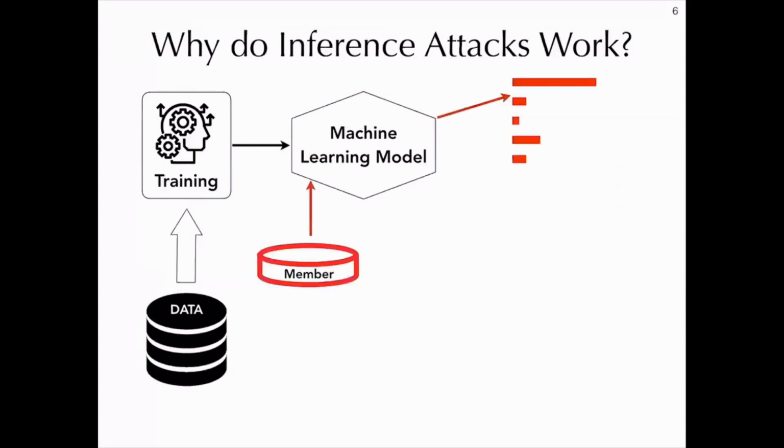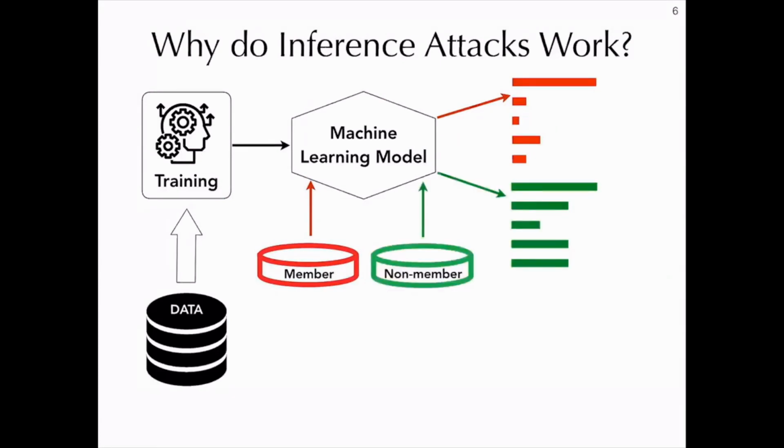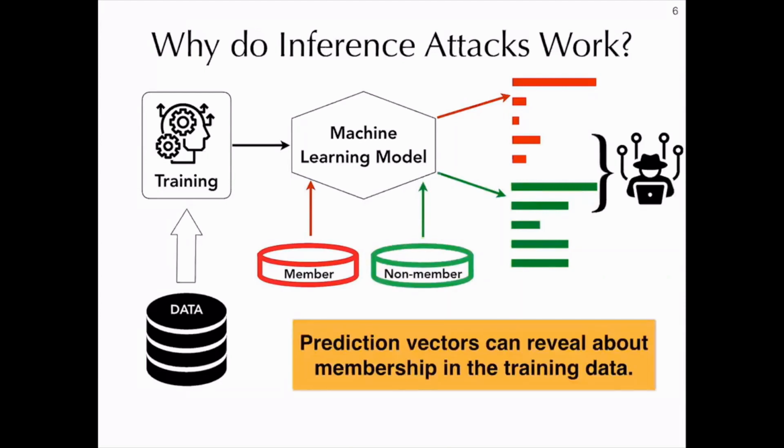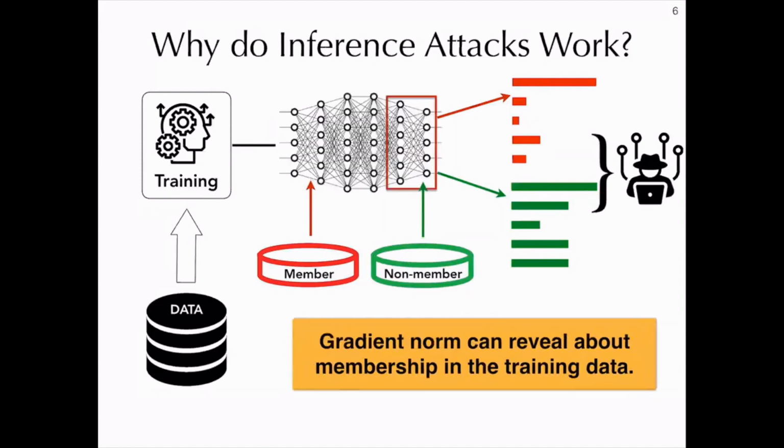Machine learning models tend to behave differently on members, that is records that are present in the training set, and non-members, that is records that are not present in the training set. An attacker with some background knowledge can learn to distinguish this behavior and infer if a particular record was present in the training set. In case of neural networks, if the entire model is revealed, the parameters and the gradients with respect to the parameters, especially in the final layers, reveal a lot of information about the training set.